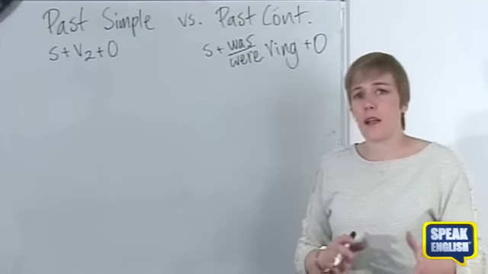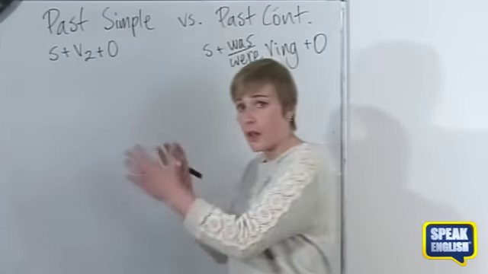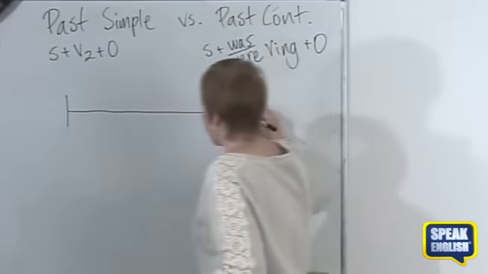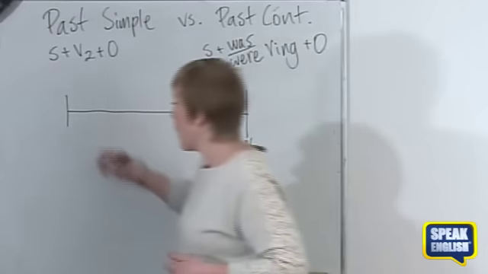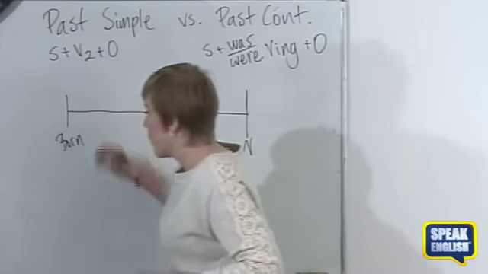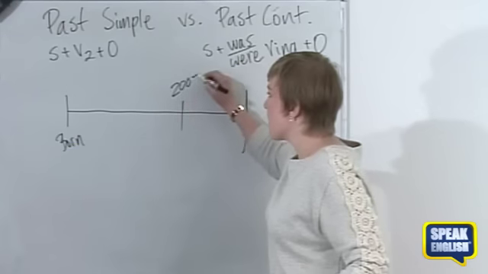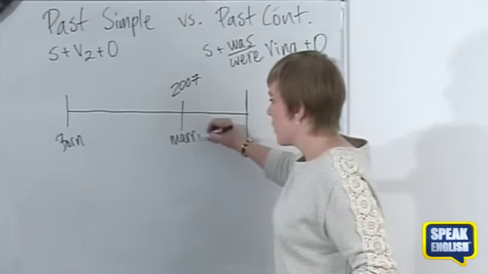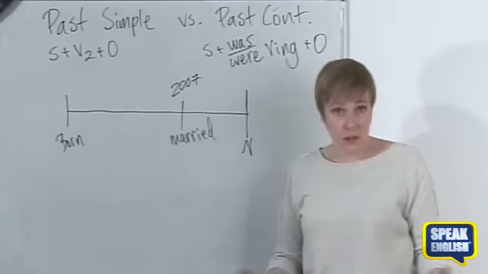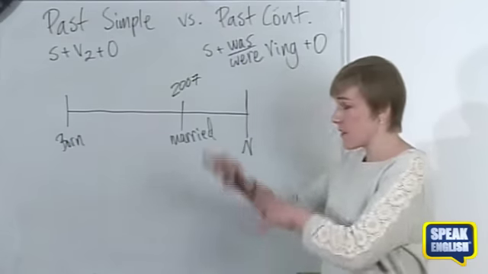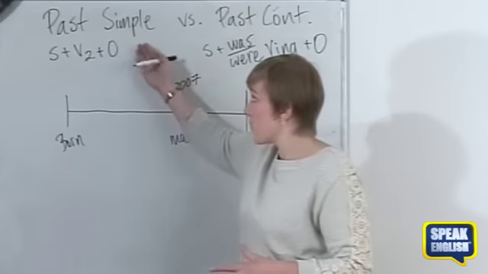But first, let's look at some different tenses on a timeline. For example, this is now, and this is when you were born. Let's say 2007, you're married. Which tense is this? Which tense does this represent? Of course, it represents past simple.